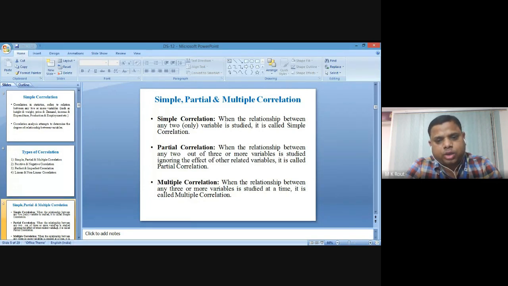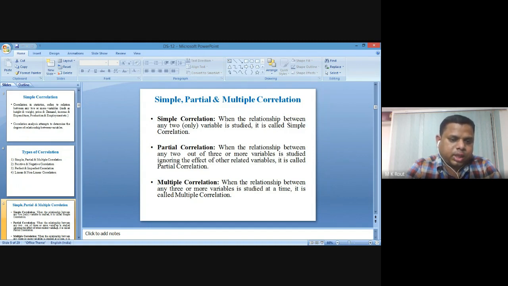Moving to the next one, that is known as partial correlation, when the relation between any two out of three or more variables is studied. Suppose you have five variables and you go for calculating the partial correlation. In that case, you choose only two variables, ignoring the effect of the other related variables. It is called partial correlation.